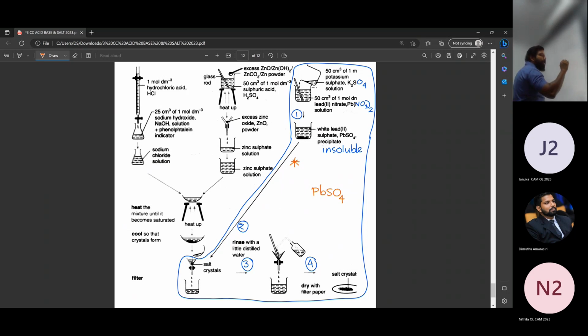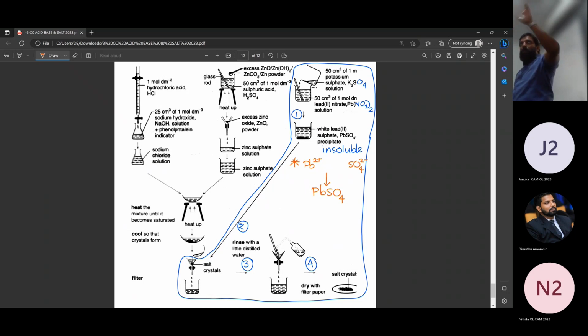In order to make lead sulfate, you do this. First, just break it into the two ions you need. Lead ion, sulfate ion. You need these two. Now, don't take our acid-base reactions.